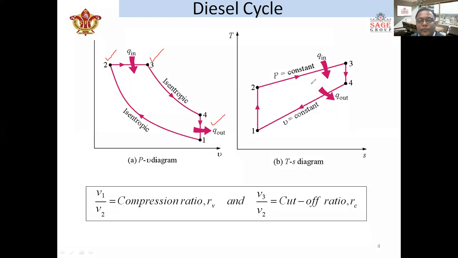There are 4 processes, that is 1 to 2. It is called a TS diagram. This is called a PV diagram. This is the PV diagram, pressure versus volume. This is the temperature versus entropy diagram.